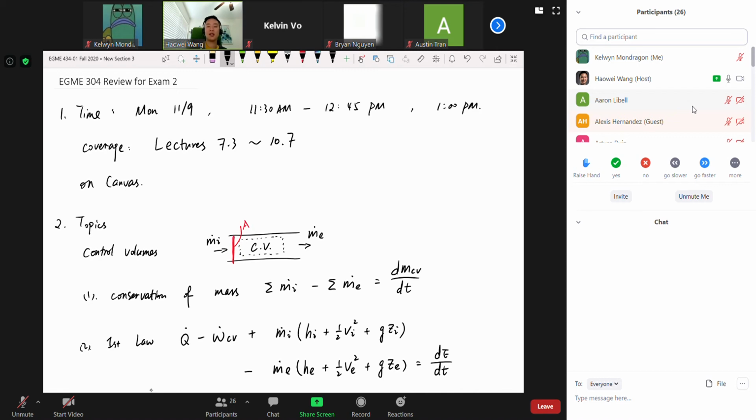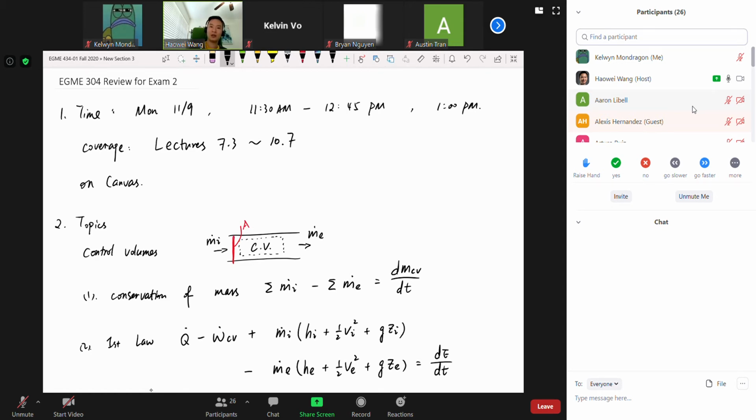12:45 during our class time. And again, same as before, submission is due until 1 p.m., meaning you have an extra 15 minutes to scan and upload. So that's the time. And make sure you submit before 1 p.m. because late submission is not accepted.